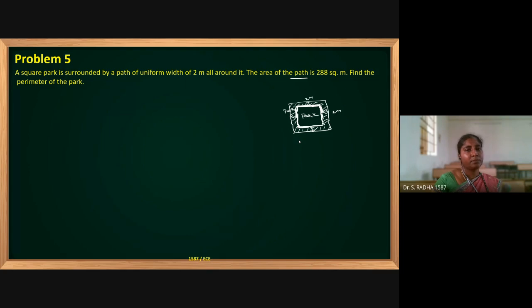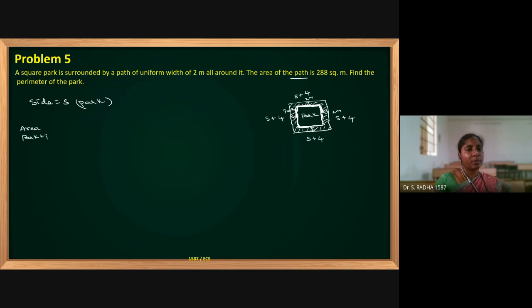A square park is surrounded by a path of uniform width of 2 meters all around it. I will assume side as S for the park. If I add 2 meter and 2 meter, this will be S plus 4, outer width S plus 4.